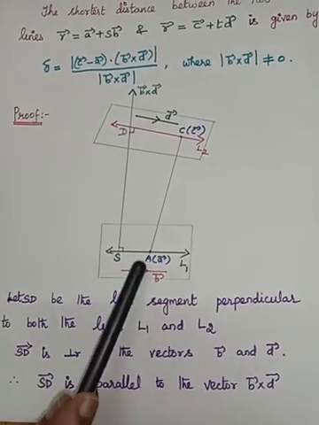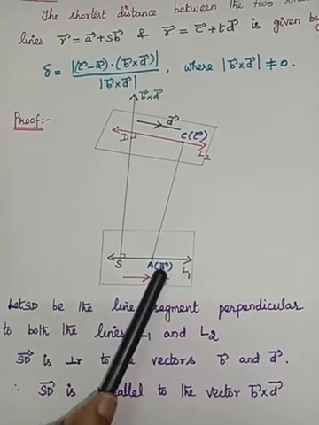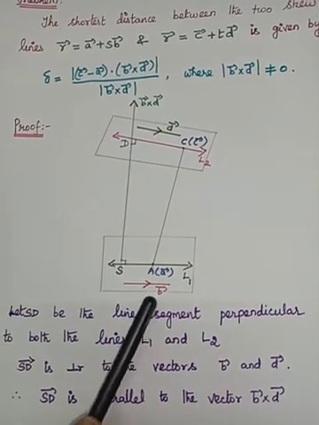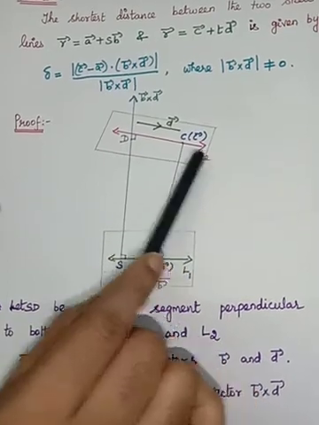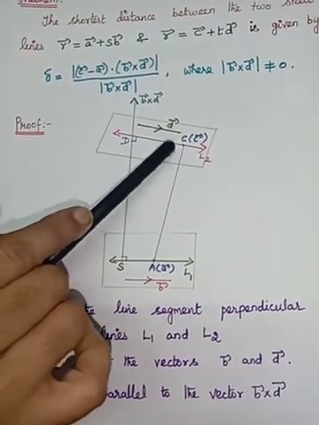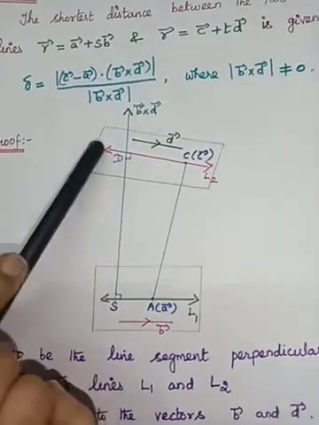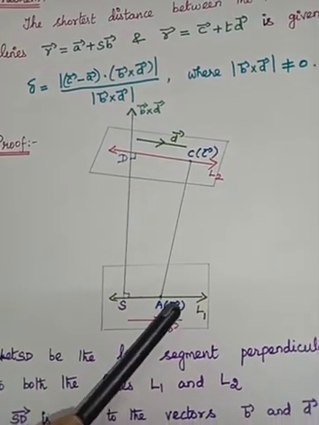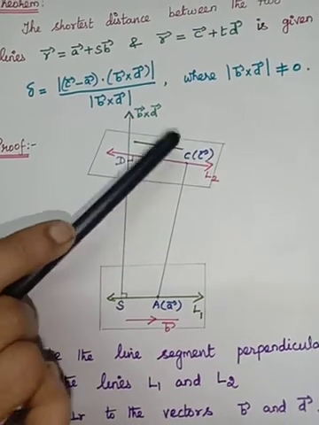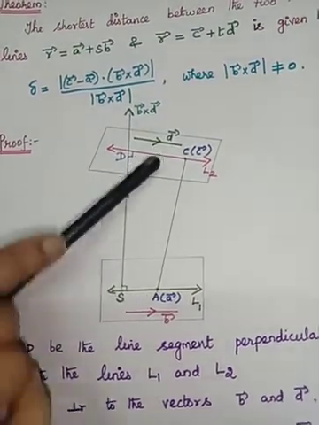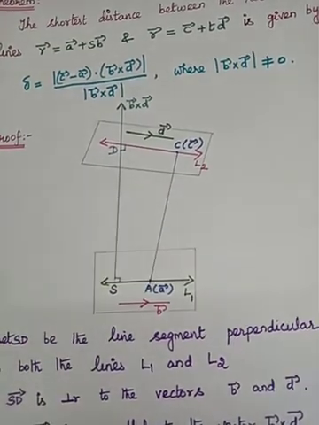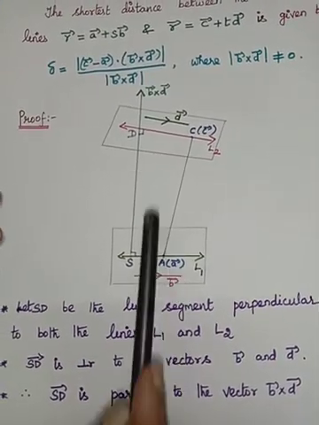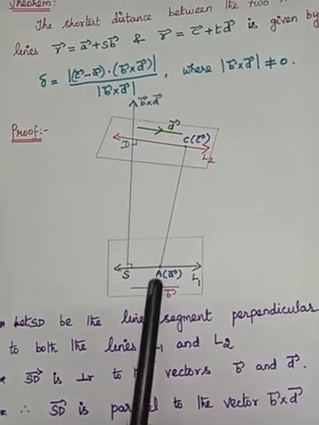L1 passes through the point A whose position vector is a vector, and the straight line L1 is parallel to b vector. In the same way, L2 passes through the point C whose position vector is c vector, and L2 is parallel to d vector. So a vector and c vector are the position vectors of the passing points of the lines, and b vector and d vector are parallel vectors to the lines.